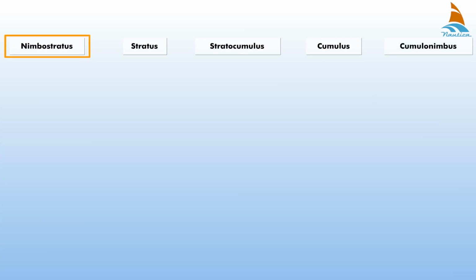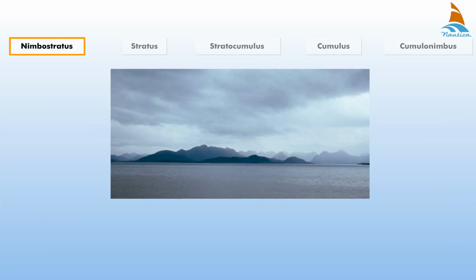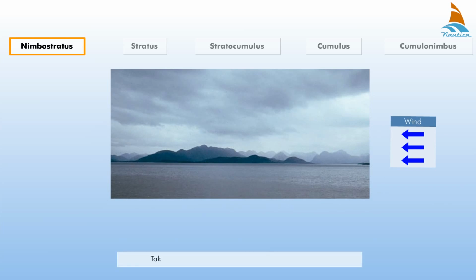Low clouds are nimbostratus, stratus, stratocumulus, cumulus, and cumulonimbus. Nimbostratus clouds are dark and quite homogeneous clouds. These clouds are associated with heavy downpours, high winds, and sea conditions that are hazardous for small vessels. Take precautions when nimbostratus clouds are in sight.